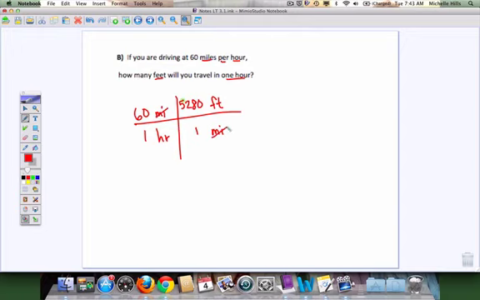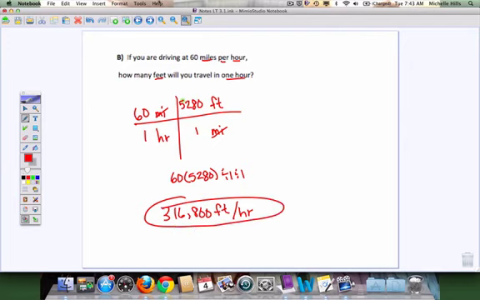I can cancel my miles units. And to get my answer, I'm going to take 60 times 5,280 divided by 1 divided by 1. Because anything that's on the bottom of the fraction I would divide by. Now in this case it's not going to matter. Again, the divide by 1 isn't going to change anything. But just so you see what you would be doing if these weren't ones down here. And I end up with 316,800 feet per hour. Because I still have feet on the top and hours on the bottom. Both of those are in my final answer.